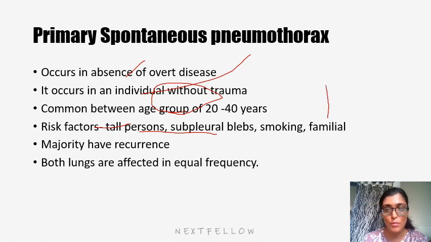Now imagine this is the pleura, this is the parietal and visceral pleura, and here is the lung bleb, the pleural bleb. This bleb will rupture and lead to pneumothorax. Air will escape and go into the pleural cavity. The majority of these persons have recurrence, and both lungs are affected with equal frequency. One more important point is that usually the apical areas are affected in primary spontaneous pneumothorax.